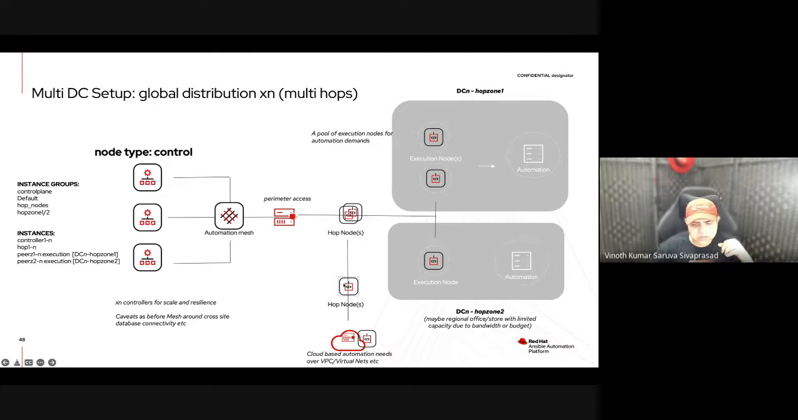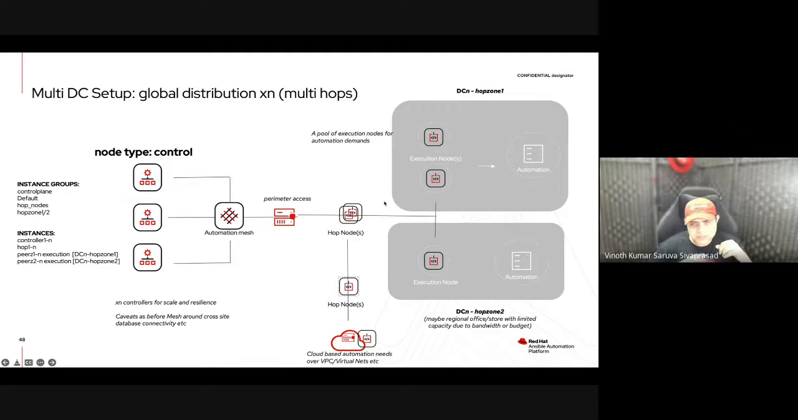So I have a hop node connected to another hop node, which is then connected to my execution environment here in my cloud. Just an example, right? So it's connected to it. We can actually have such a setup. So it actually daisy chains.